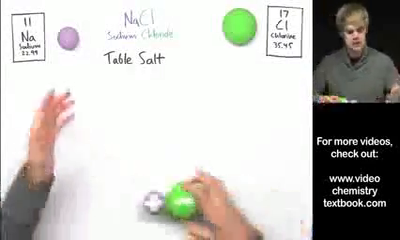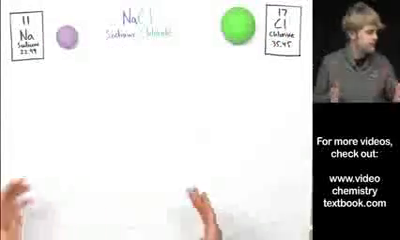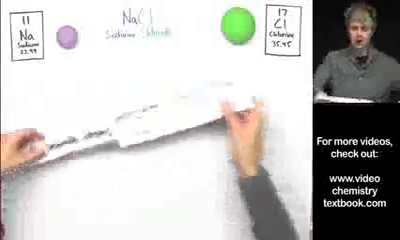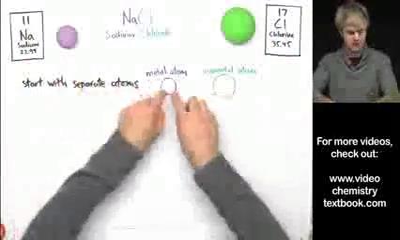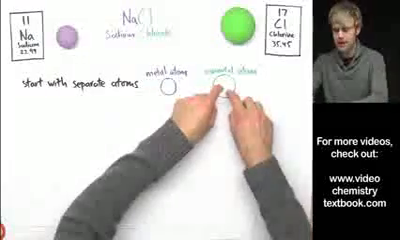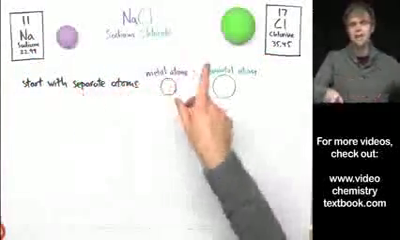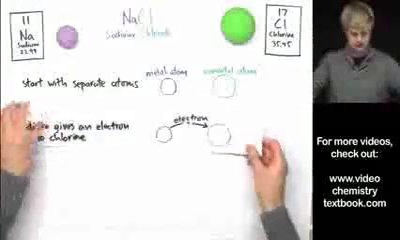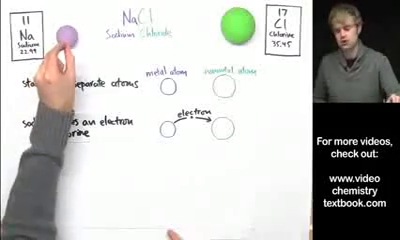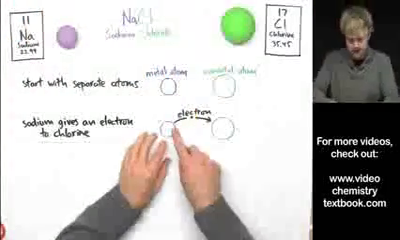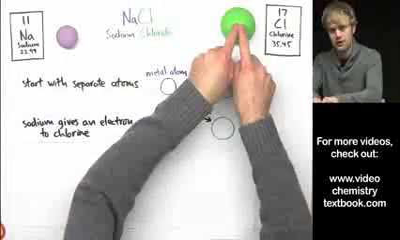Okay, so let's look at the steps that we have to take to go from this to this. The first step is pretty much what I got right here. We're starting with two separate atoms that aren't connected. We got the metal atom, the sodium here, and the non-metal atom, the chlorine, over here. Now the first thing that happens on the road to an ionic bond is that the sodium atom gives one of its electrons to the chlorine atom. Here's the electron moving between the two of them, from the sodium to the chlorine.